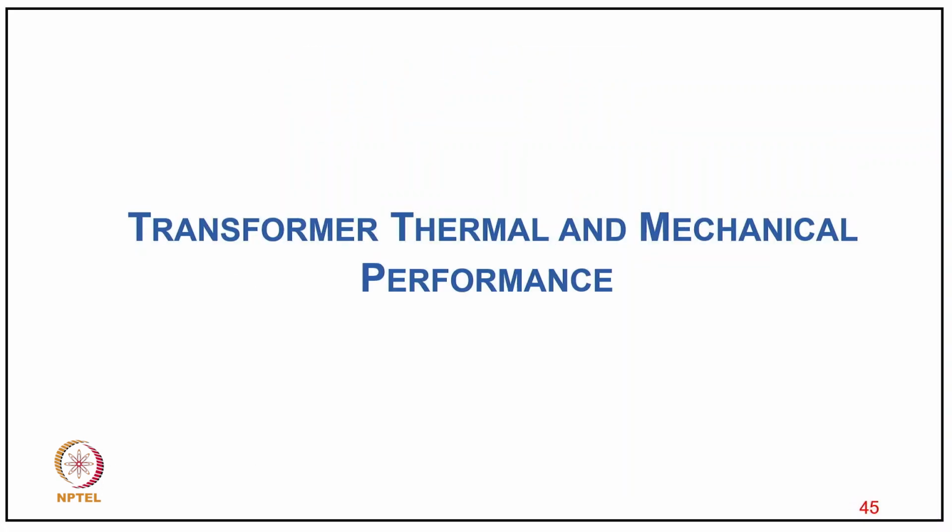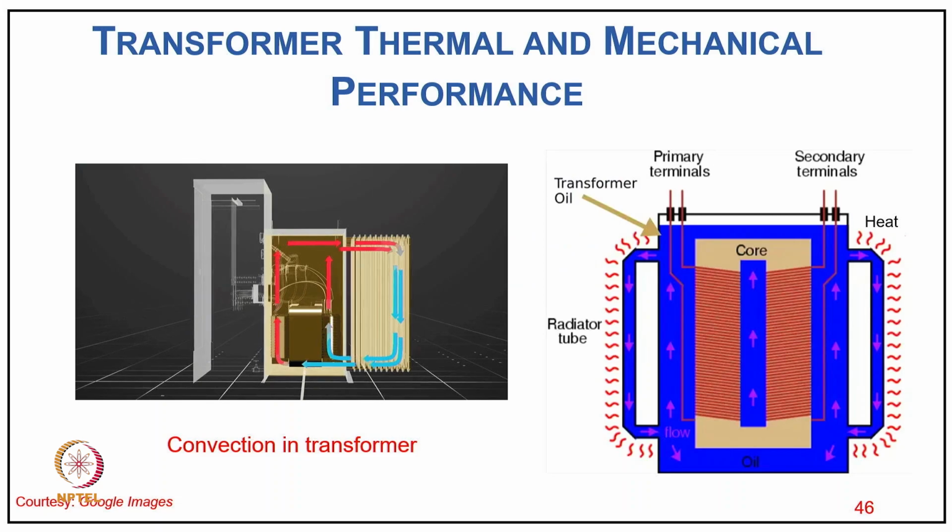So now coming to transformer thermal and mechanical performances. As you can see here about the thermal performance, with convection the heat typically goes from the main body of the transformer to the cooling tubes or cooling surfaces which are put on the transformer. How the heat is flowing from there, how the winding as well as the core and how the radiator tubes dissipate the heat, which are concentrated losses in the winding as well as in the core. Through convection the heat generated from the winding and core is transmitted to the outside environment.